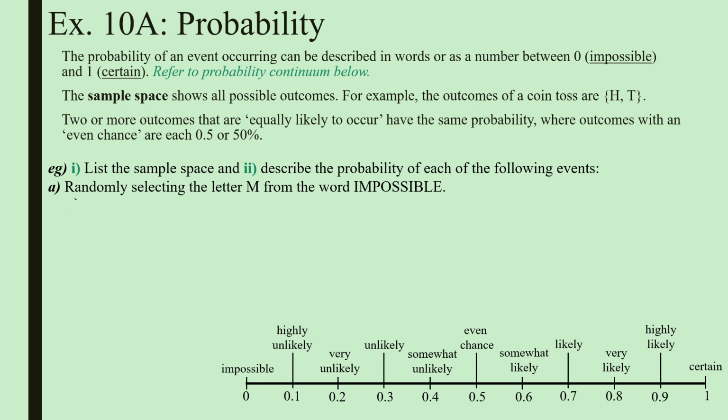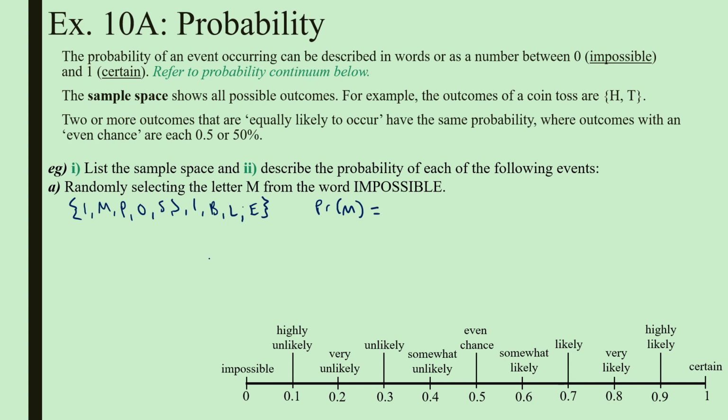Well, our sample space, and we use those funny squiggly brackets, they don't have to be drawn very well. Our possible outcomes are I, M, P, O, S, S, I, B, L, E. So they're all the things I could possibly draw, all the possible letters I could pull out of that bag. The probability, so we write that as PR, of drawing a letter M. Say this was a Scrabble bag, and those are the only letters left. What's the chance that I pull out a letter M?